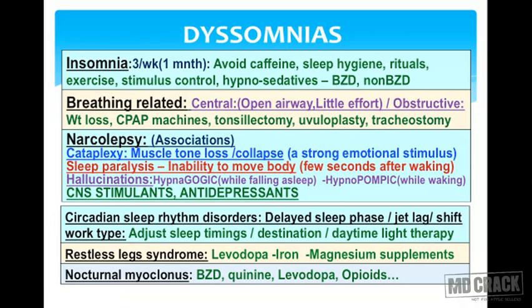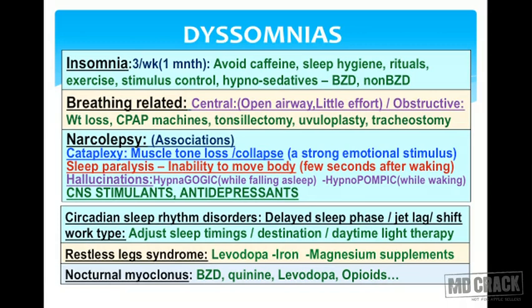We move on to the next row. Next row is showing you the circadian sleep rhythm disorders. These are of various types, maybe delayed sleep phase type, jet lag type or shift work type. Those who are traveling may experience the jet lag type circadian sleep rhythm disorder, and the workers who are working in various shifts, changing shifts, may experience the shift work type of circadian sleep rhythm disorder. The various measures taken are shown in front of it, thus adjusting the sleep timings, adjusting the sleep with the destination, and sometimes daytime light therapy might be useful to treat the circadian sleep rhythm disorders.